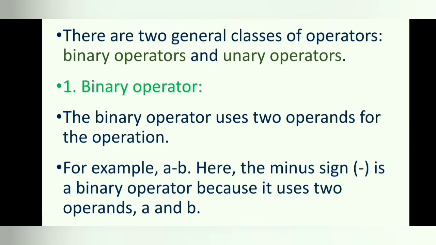There are two general classes of operators, binary operators and unary operators. Binary operator. The binary operator uses two operands for the operation. For example, a minus b. Here the minus sign is a binary operator because it uses two operands a and b.